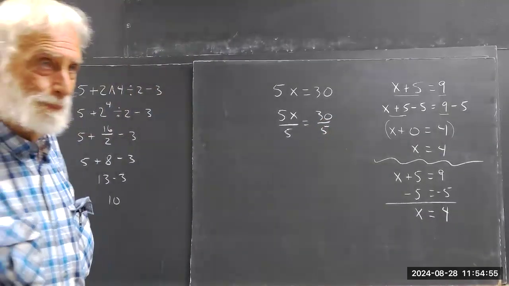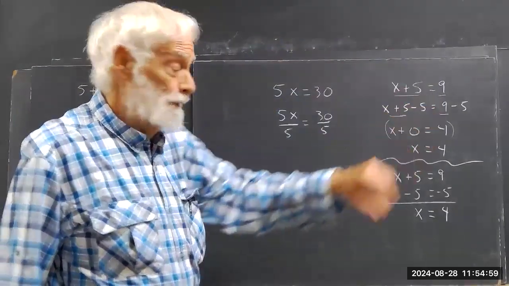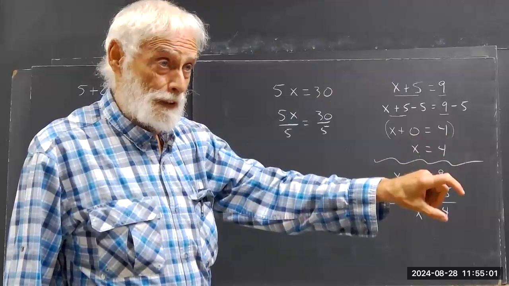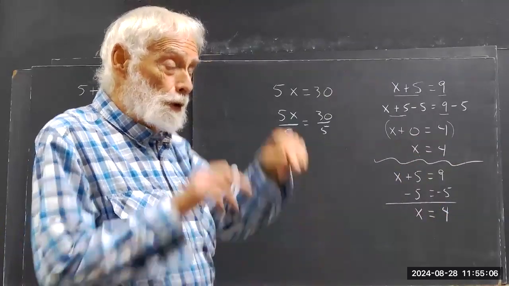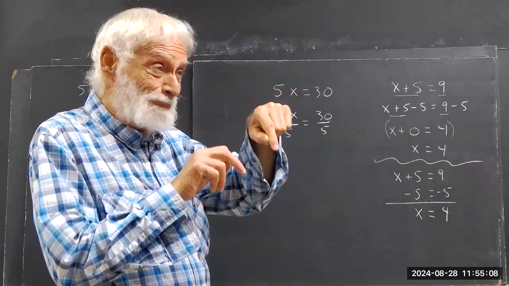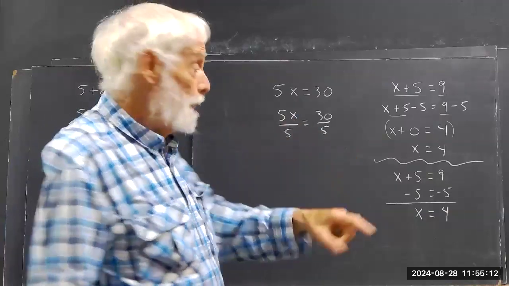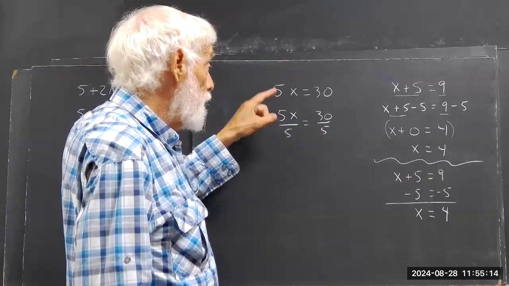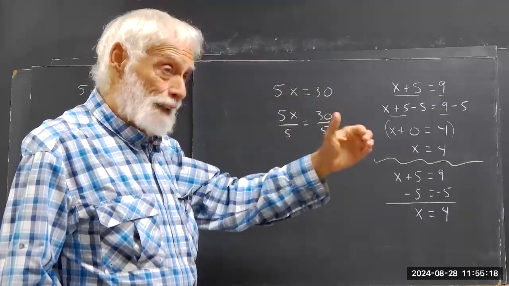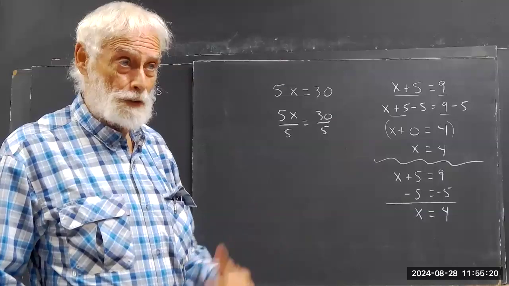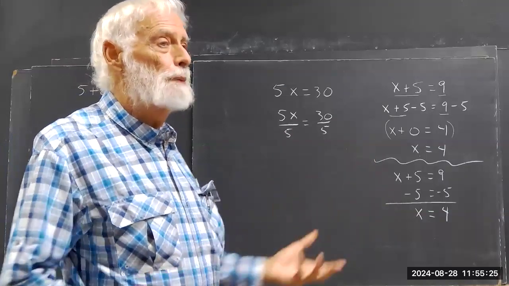Now, one person wrote 5x with the division sign 5, 30 with the division sign 5. That's fine. As long as I'm not looking at it from a distance and don't see the little dots in the division sign and get the idea that, oh man, because I see people thinking that you can subtract 5 from 5x and that gives you x. No, you can divide 5x by 5 and that gives you x. If you subtract 5 from 5x, well, x could be any number.